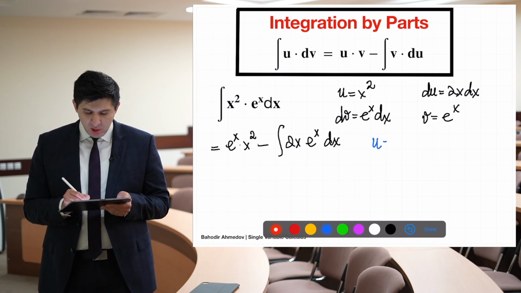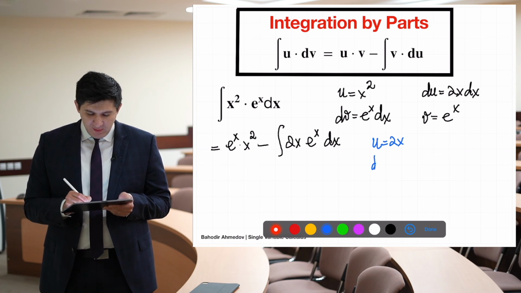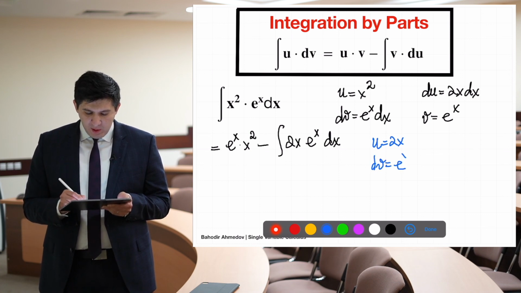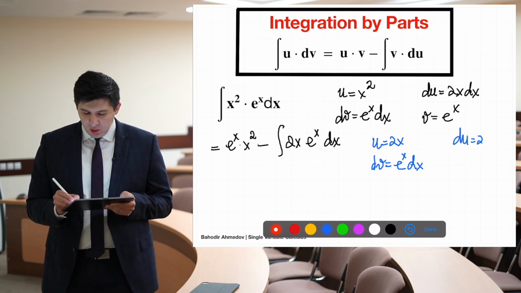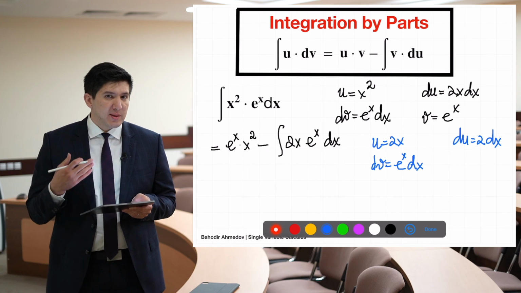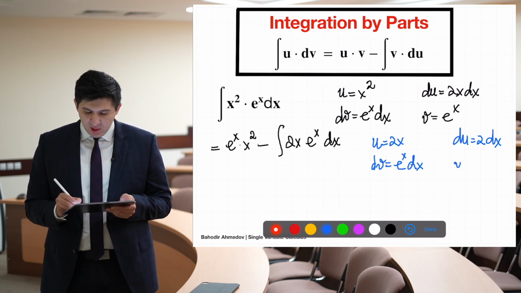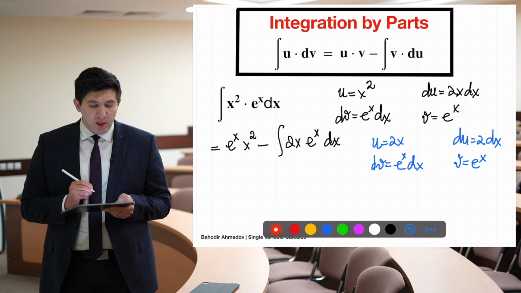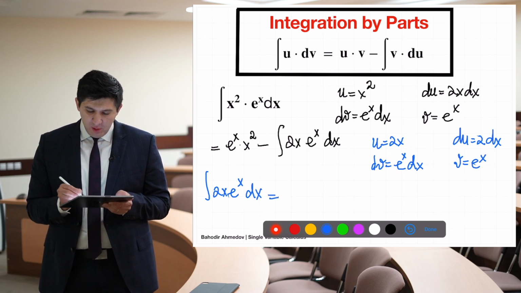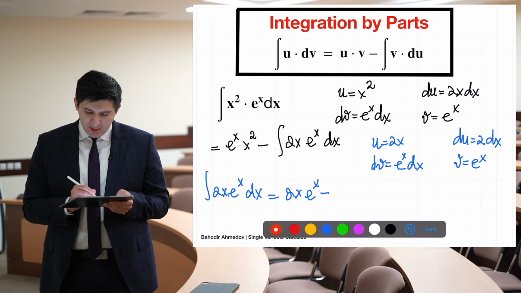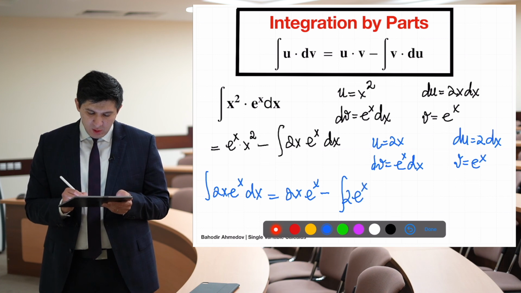So in this case, u is going to be equal to 2x, then dv is going to be equal to e to the power of x dx. Again, du is going to be equal simply to 2 dx, because the derivative of 2x is simply 2. And v is going to be equal to e to the power of x again. And then this integration of 2x e to the power of x dx is going to be equal to uv, which is 2x times e to the power of x, minus the integration of v du, which is e to the power of x times 2 dx.